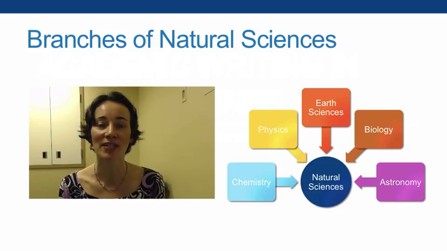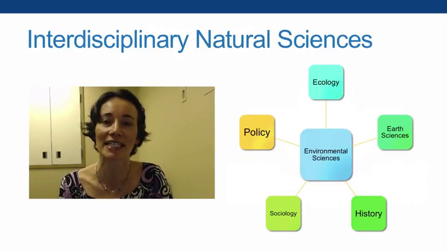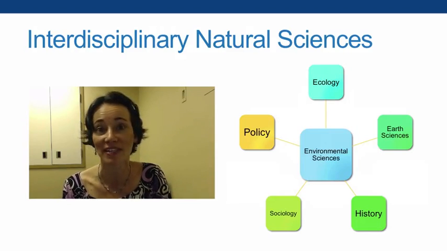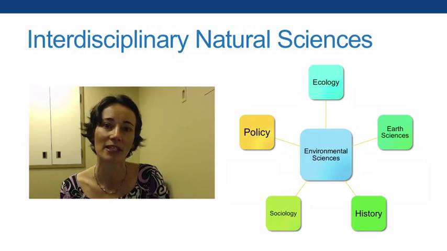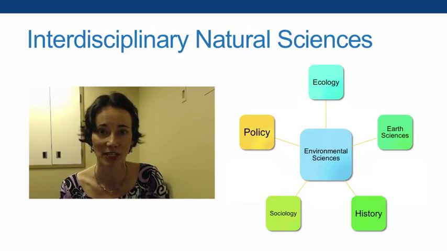However, there are many hybrid disciplines, biochemistry being an obvious one, and there are also many interdisciplinary disciplines. So I am an environmental scientist, so not only do I bring together a few of the core branches of the natural sciences like ecology, biology, chemistry, and maybe even some physics and earth sciences, I also bring in some of the disciplines from the social sciences like policy, sociology, and sometimes history.